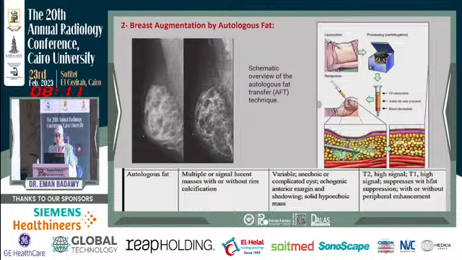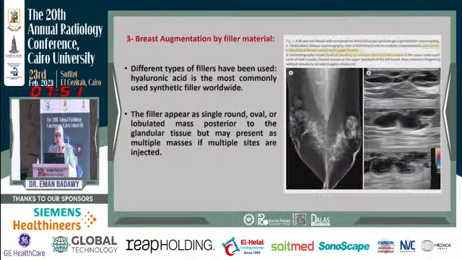The normal appearance of injected fat will appear as multiple lucent lesions in the mammogram, and it has variable appearance in ultrasound, either complicated or simple cyst or hyper or hypoechoic mass. And in the MRI, it will give fat signal.